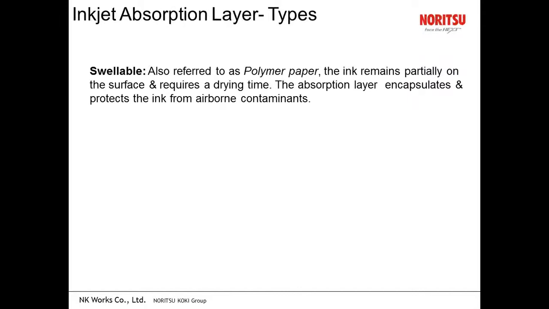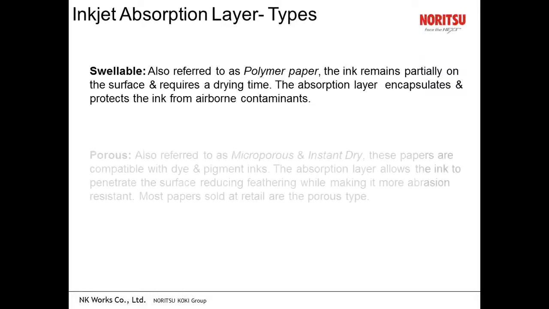Another term that is often used in inkjet is swellable paper. This is the polymer paper. And again, the ink and the emulsion layer bond together to create a new molecular structure, and it protects the ink from airborne contaminants such as ozone. So when we use a pigment ink with a polymer type paper, it does have the greatest permanence because the ink itself is protected.